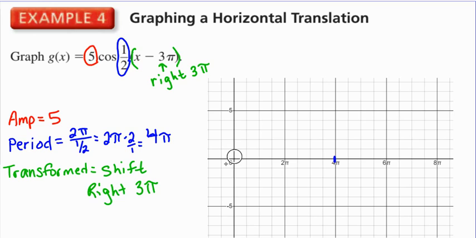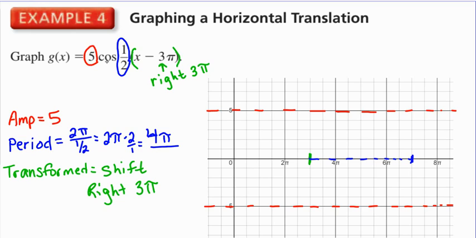So if we get rid of these and start with our horizontal shift, we're going to shift it right 1, 2, 3 pi. From there, I'm going to count 4 pi for my period. 1, 2, 3, 4. This is how long from here to here. This is how long one period needs to take. And then finally my amplitude of 5 means that the maximum is going to be up here at y equals 5, and the minimum is going to be down here at y equals negative 5.